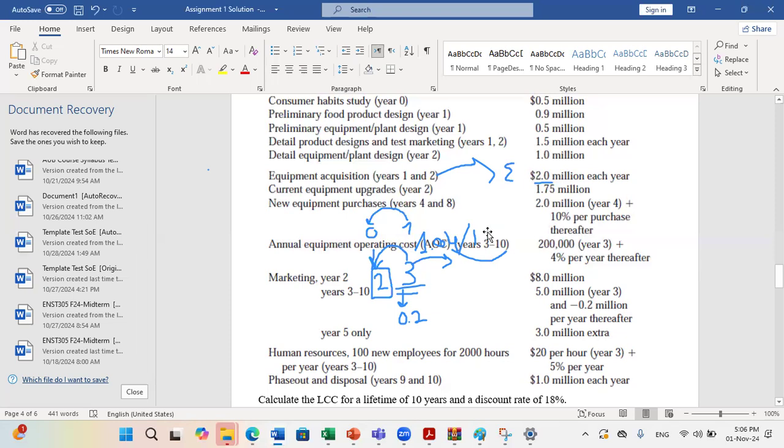So since I'm doing this from year 3, I can evaluate the total value for the year just before, and after getting that, I can take it back to present at year 0. Because if I have the value at year 2, to go back to present, I just have to divide by 1.18 squared. Okay, so you can do this.